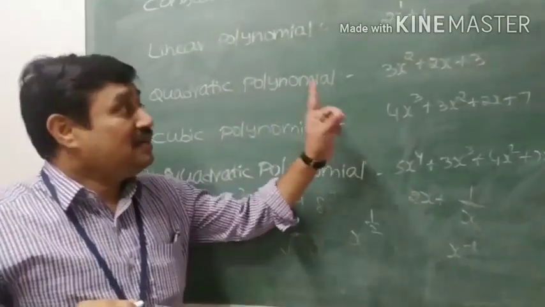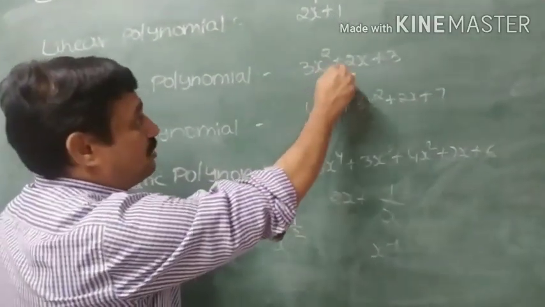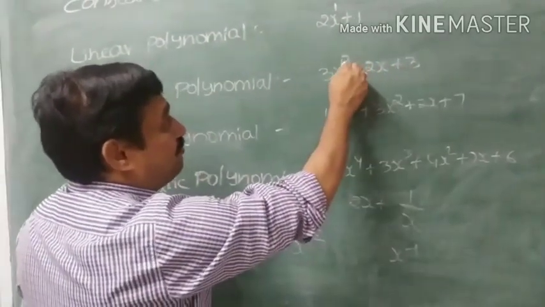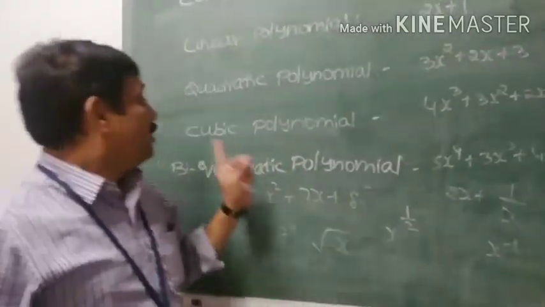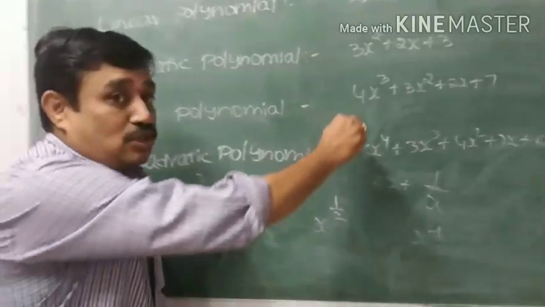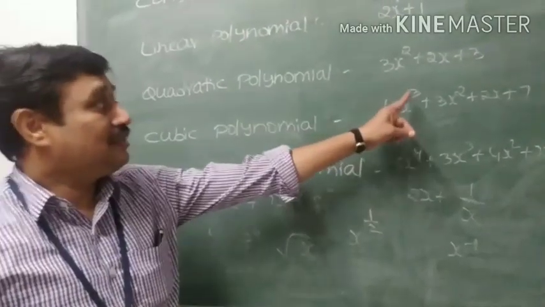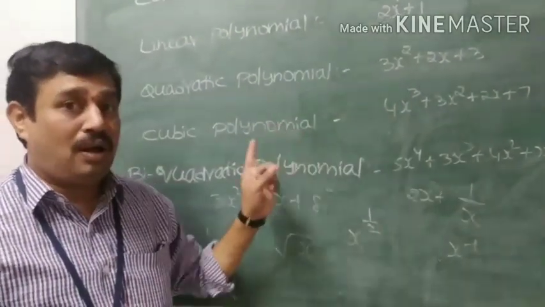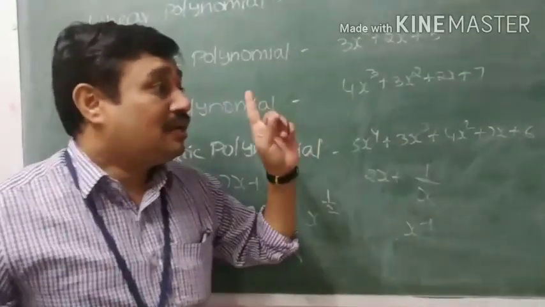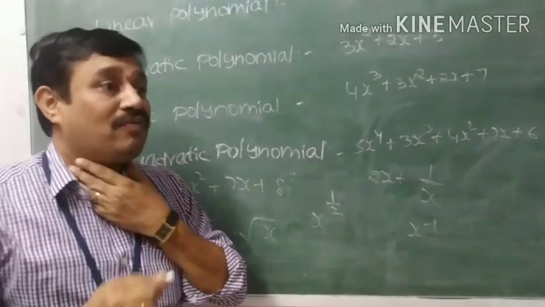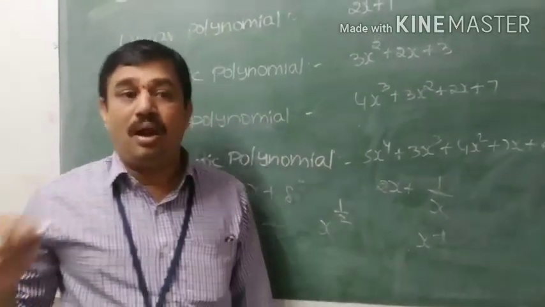Quadratic polynomial. Second degree polynomials are called quadratic polynomials. That means 3x square plus 2x plus 3. In this one, the degree is 2. So we call it a quadratic polynomial. Next, cubic polynomial. 4x cube plus 3x square plus 2x plus 7. In this one, the degree is 3. So we call it a cubic polynomial. Next, biquadratic polynomial. In a biquadratic polynomial, the degree should be 4. Biquadratic polynomial is also called quartic polynomial.